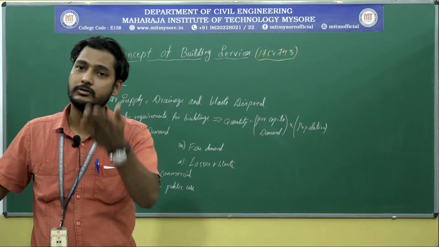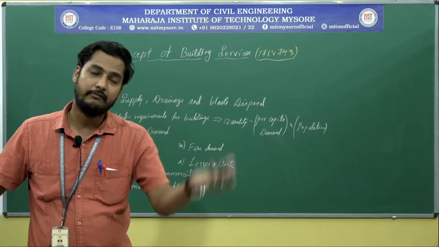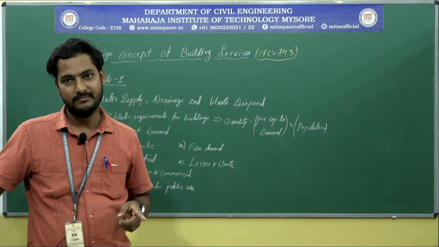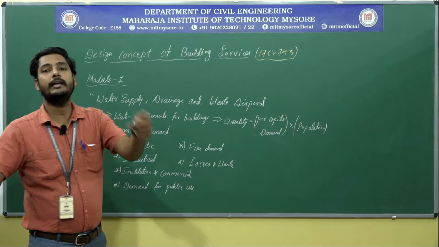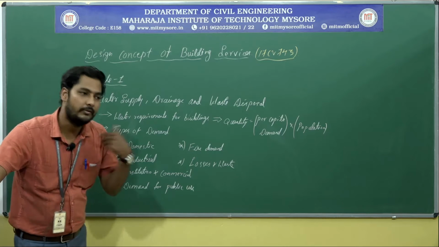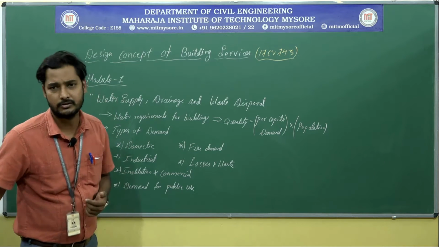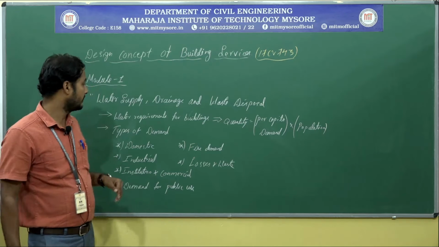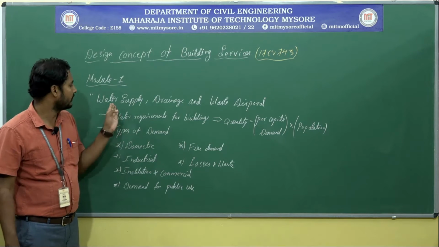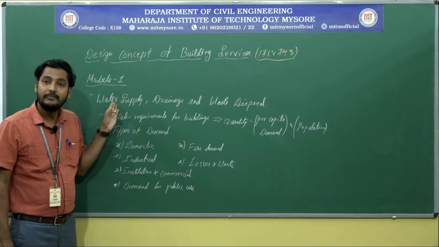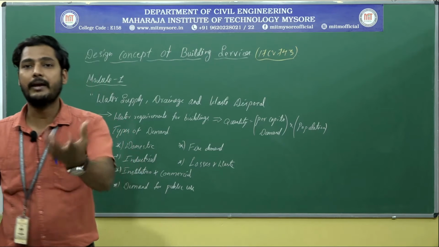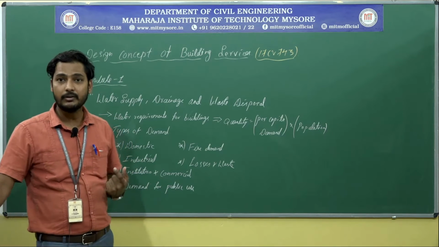Of course, river water is good for drinking, and even well water is good for drinking, but we need to treat them. Only after treating should we give the water supply for domestic purposes. Before going into the treatment process of water supply, we first need to understand the requirement. If you want to supply water, first we need to understand the demand, what quantity of water we are going to supply to a building. That is a very important thing here.